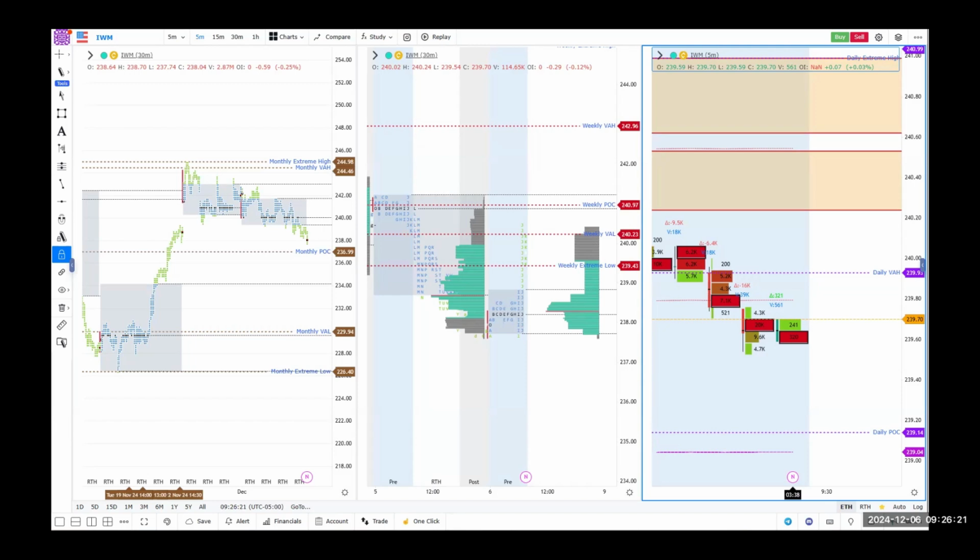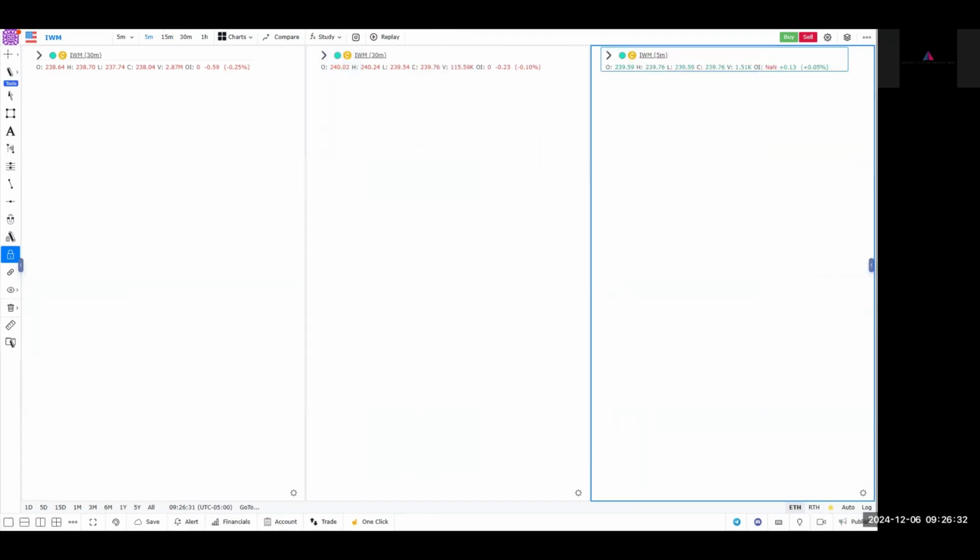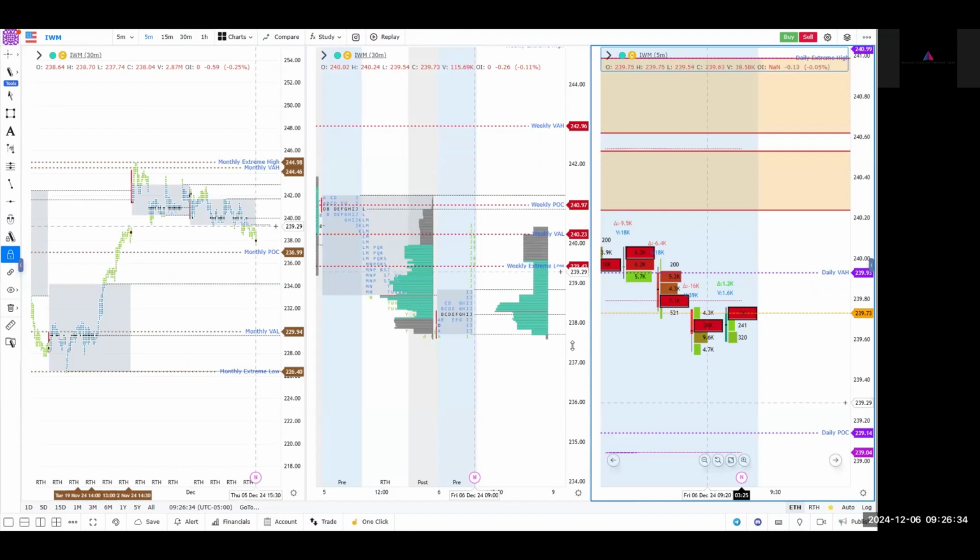3 minutes and 38 seconds until cash open. You should see on the screen IWM. Let me minimize this screen so I can see it better. Okay, so I have a couple of areas of interest. I have a sell and I have a buy. I have a couple sells actually.